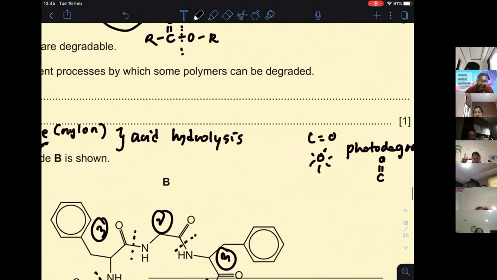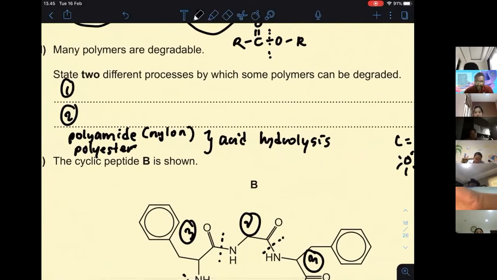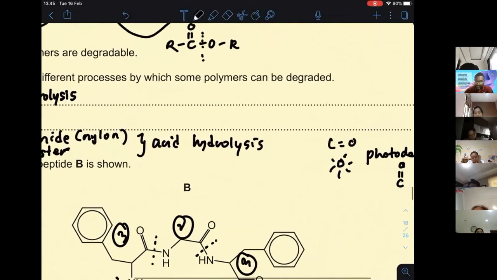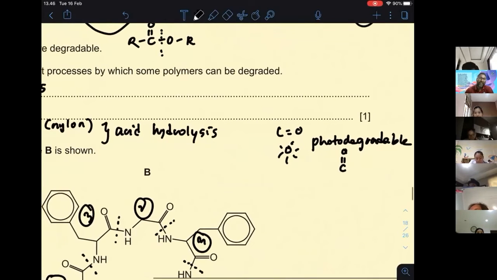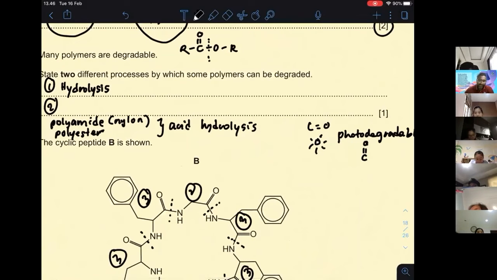So what are the two different processes by which some polymers can be degraded? One, you just say hydrolysis. No need to be specific, because there is also basic hydrolysis and acidic hydrolysis, so hydrolysis will do. The second one is photodegradable. A better way to say it is by using sunlight, so you say by using sunlight or UV light.